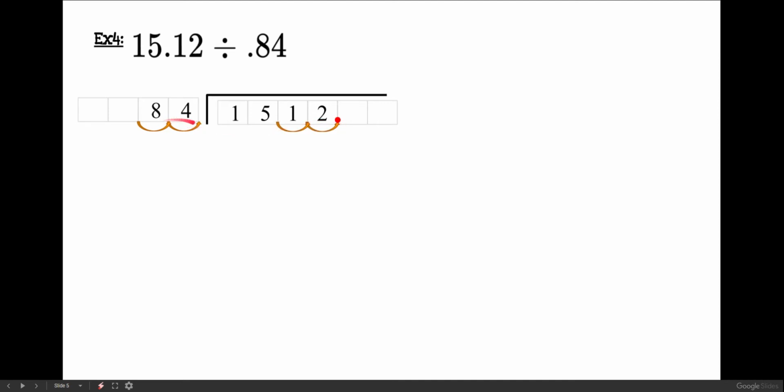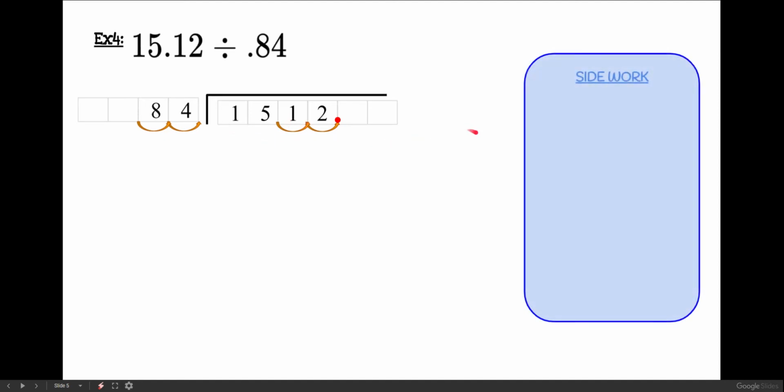All right. Can 84 go into 1? No. Can 84 go into 15? No. Can 84 go into 151? Yes, it can. So let's do some side work. 84 times 1 is 84, of course. 84 times 2, well, 2 times 4 is 8. 2 times 8 is 16. So we end up with 168.